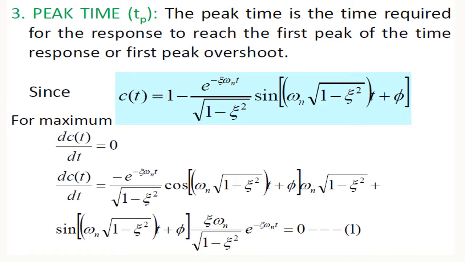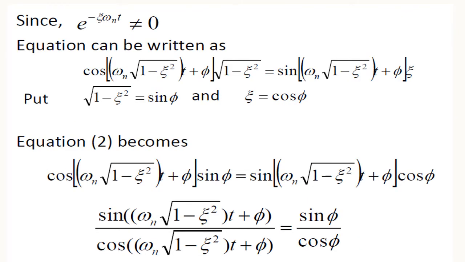Peak time. The peak time is the time required for the response to reach the first peak of the time response or the first peak overshoot. Again, to find the peak overshoot, I need to differentiate so that I will know the change in the system. So dc of t divided by dt is equal to 0. So the equation that we get is this when we differentiate. Again, when we equate to 0, I know that e power minus zeta omega nt will not be equal to 0. So we consider the other terms.